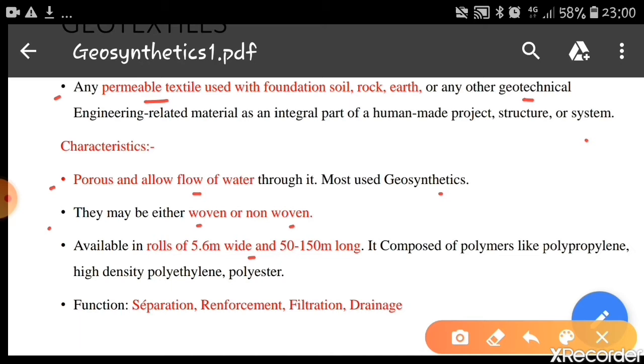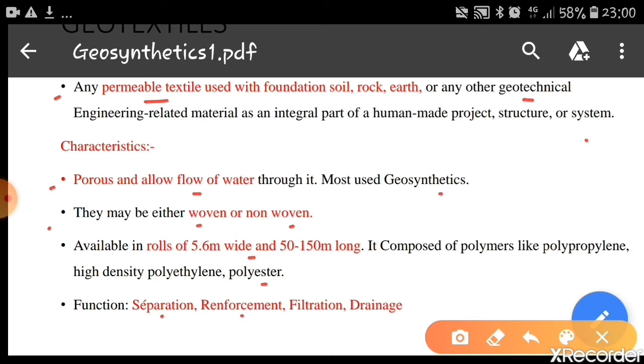It is composed of polymers like polypropylene, high density polyethylene and polyester. These are the properties of these geotextiles, and their function is, as I've told you, they can be used as separators. They can separate the two different particles. They will not allow them to mix.